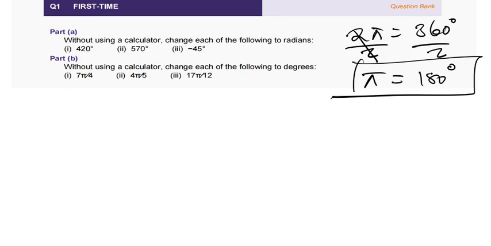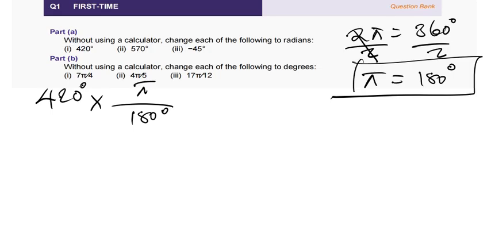Without using a calculator, change each of the following to radians. The first one, we have got 420 degrees. Set the units in such a way that they cancel each other. So when you're changing degrees to radians, you just multiply by pi divided by 180. So pi will be on top, 180 will be down. The opposite is true when you're converting from radians to degrees. You just say what you have, then 180 divided by pi.